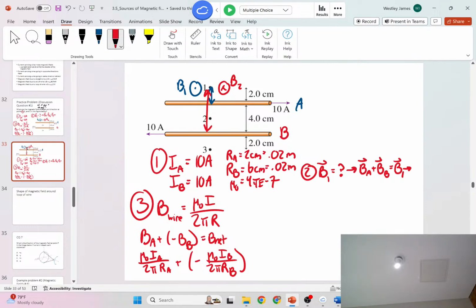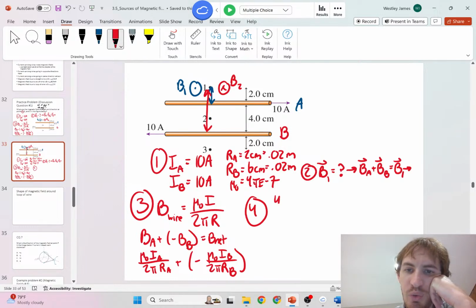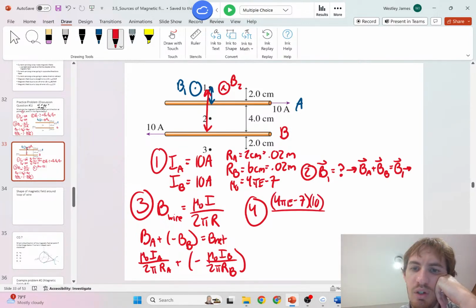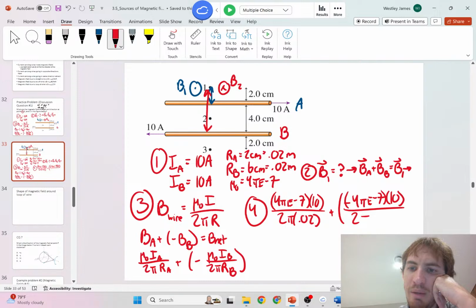The other thing I wanted you all to take away from this is how to find distances. So in the equation it said R. What is R? How far away you are from the wire. So, just putting it all together. Again, the last step is the least interesting. 4 pi e to the minus 7 times 10 over 2 pi times 0.02 plus negative 4 pi e to the minus 7 times 10 divided by 2 pi times 0.06.